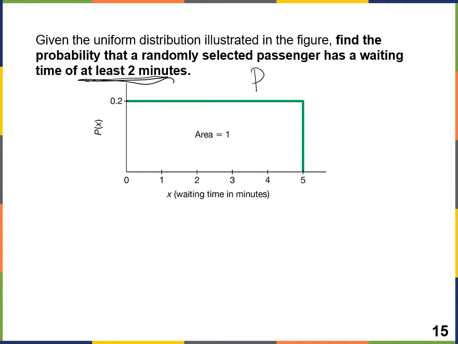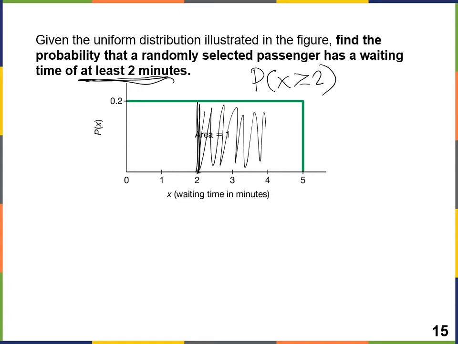So I want to find the probability that my random variable is greater than or equal to 2. So here's 2. These would all be the people who waited 2 or more. So if I can calculate that area, I can find the probability I'm looking for. Well, this side of the rectangle is between 2 and 5, so that's 3.